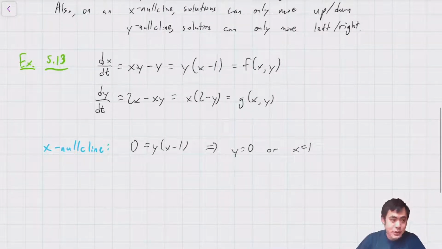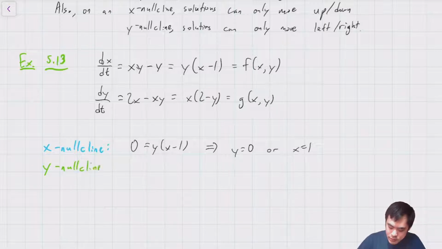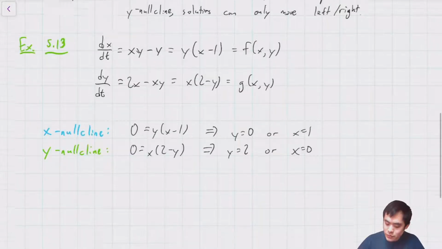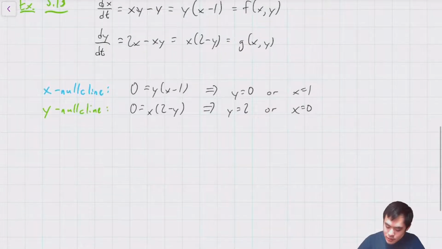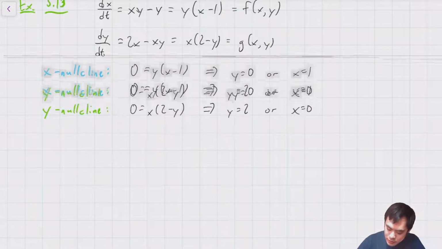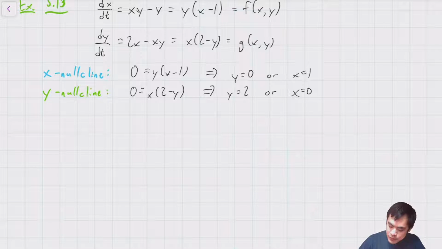And we also have the y nullcline, which is when 0 is equal to x times (2 minus y), which implies that y is equal to 2 or x is equal to 0. And let's draw this out. So let's see. Actually, let me move this up since we don't need all that space. And let's try to fit all this on a single page.